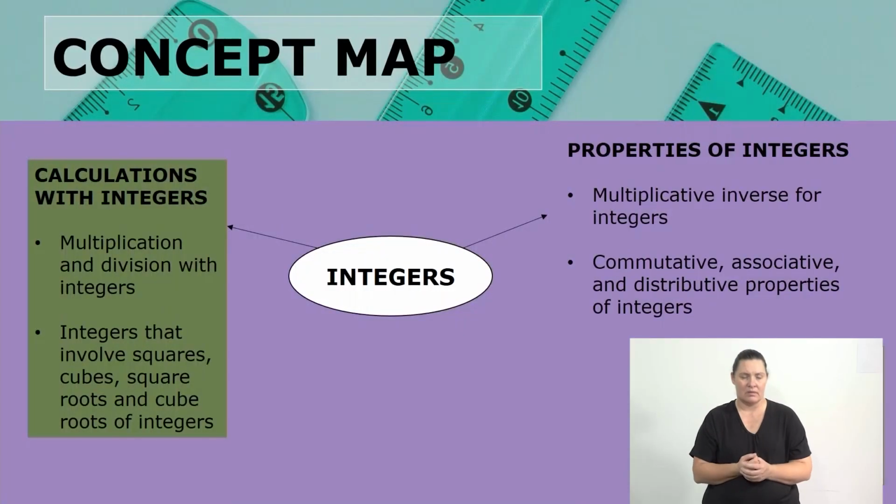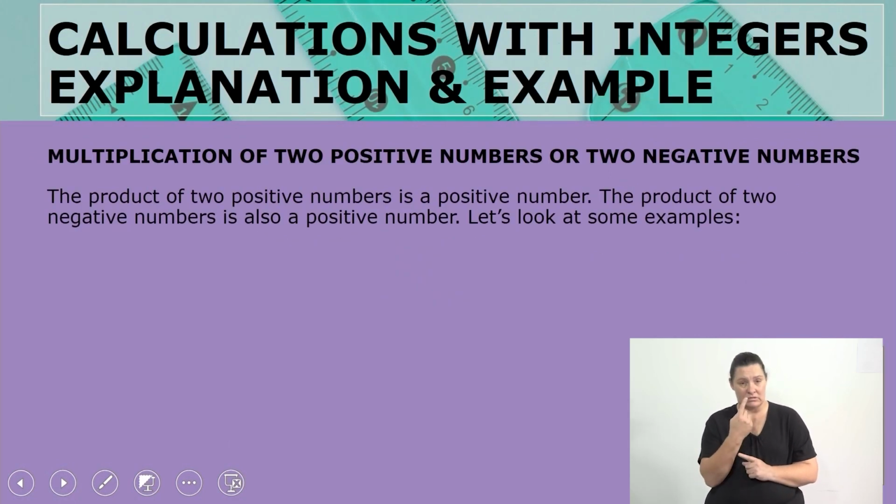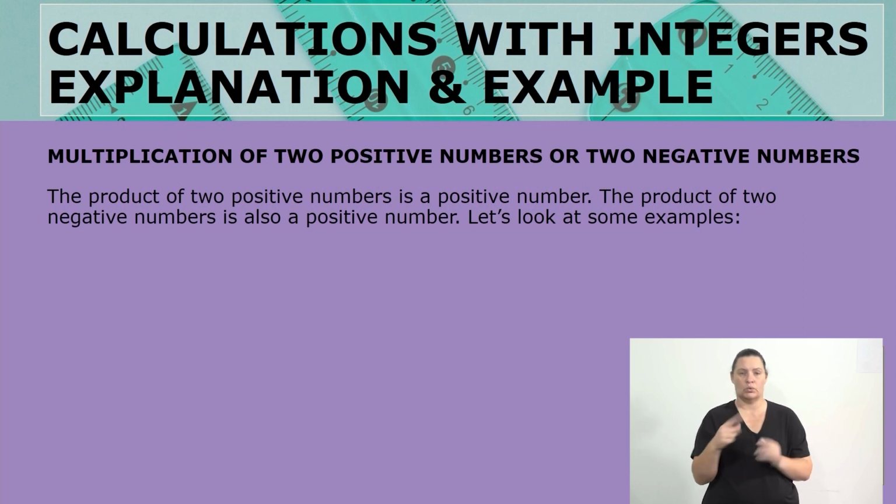Welcome back, and let's look at now our lesson. So let's look at the concept map of our lesson today, integers. We are going to start with calculations with integers. The first part that we are going to start with is multiplication of two positive numbers or two negative numbers.